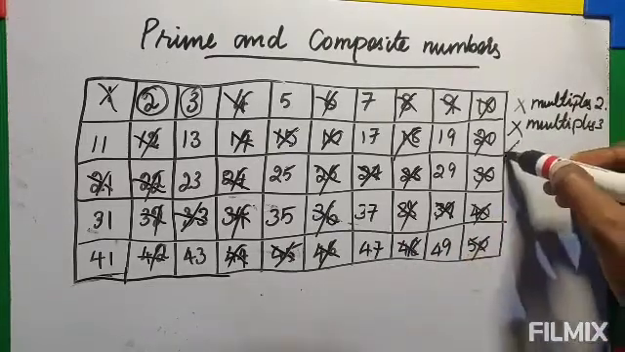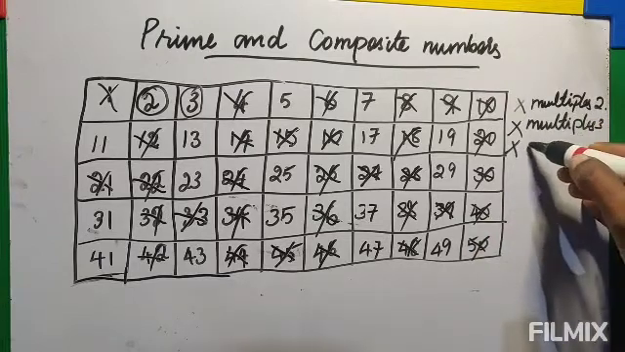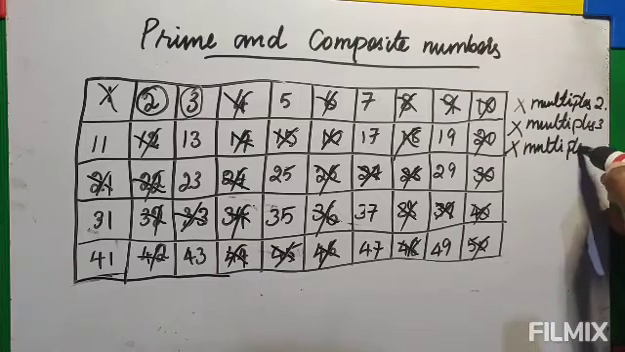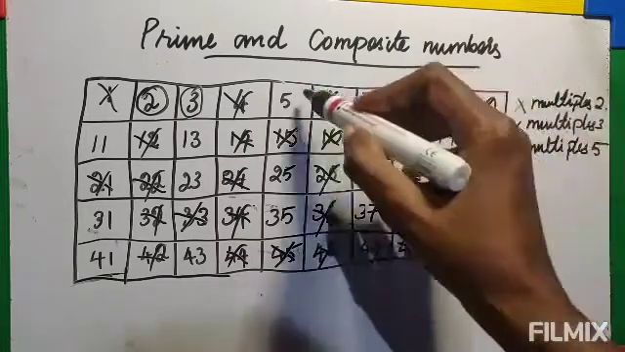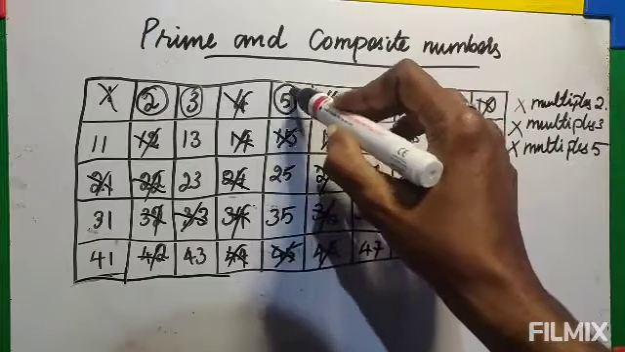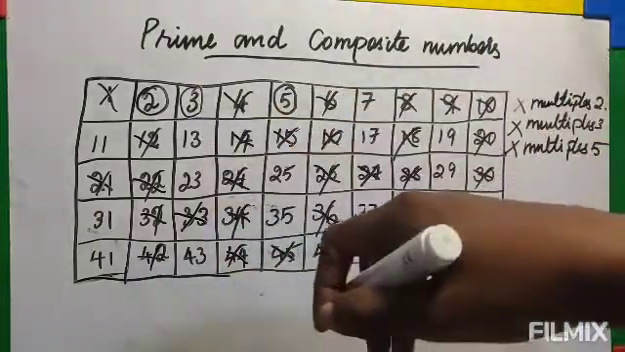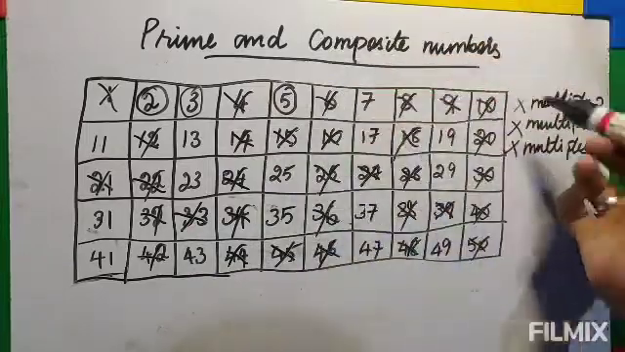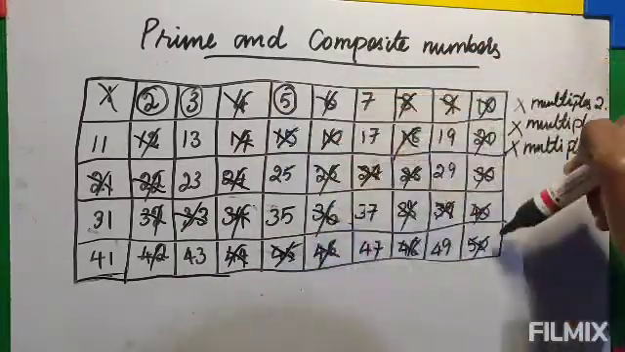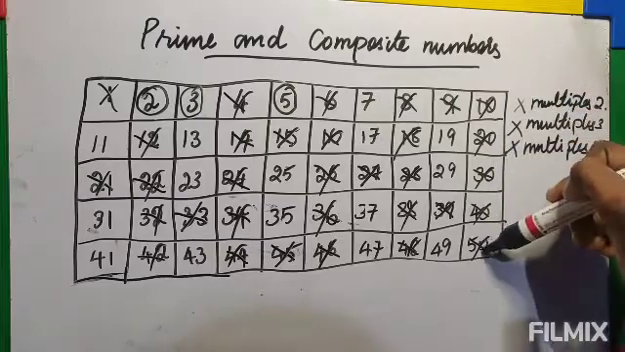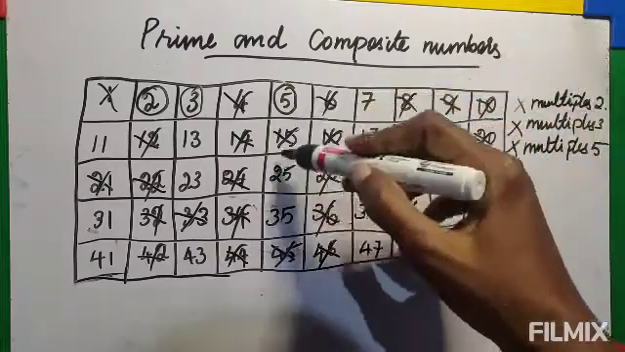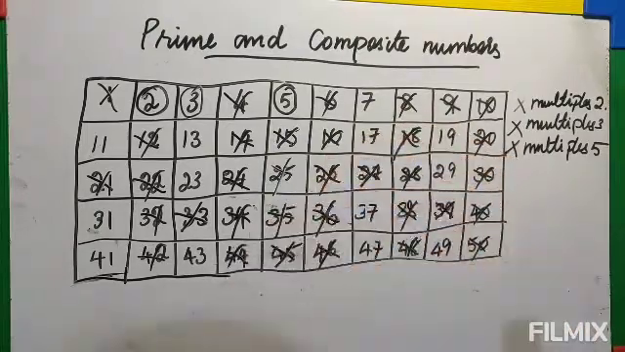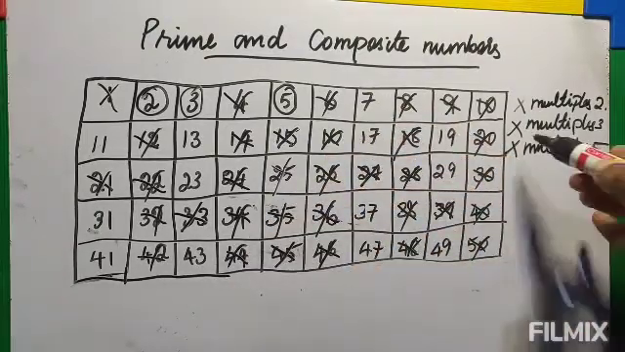Now we circle 5 and cross out the multiples of 5. First circle 5, then cross out all the multiples of 5. Multiples of 5 end with 5 or 0, so that is this row and this row. This row is already cut, so we cross out only this row. Only these two are not crossed out.